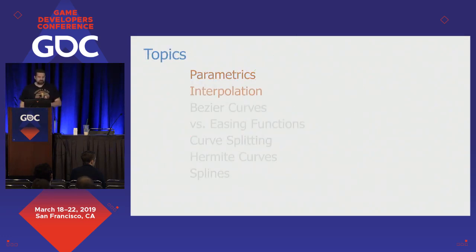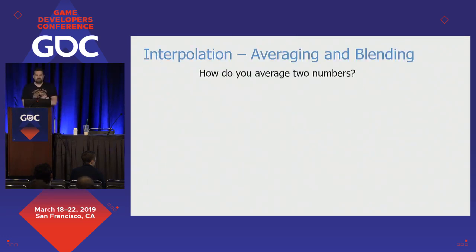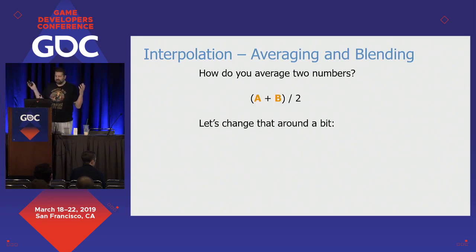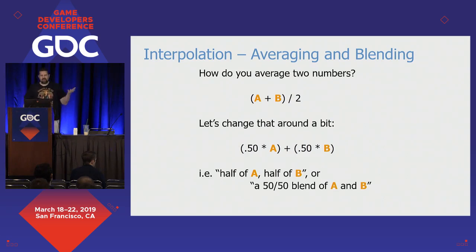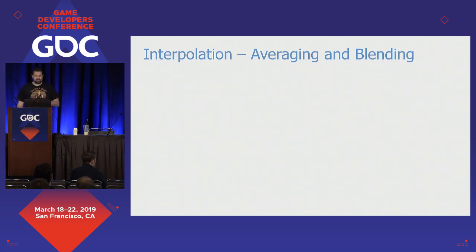All right, so let's look at interpolation. So starting very simple, we want to average two numbers. We all know how to do that. We can rewrite it, though, to be a 50-50 blend of the two numbers, right? Same thing. I think that's a more useful representation. I would call that half of A and half of B.